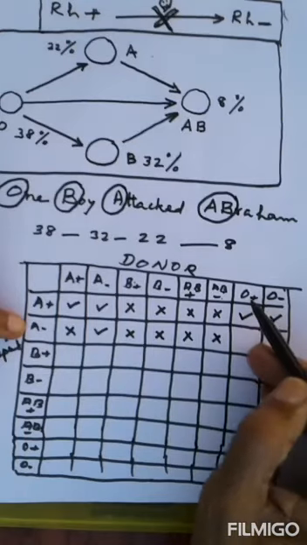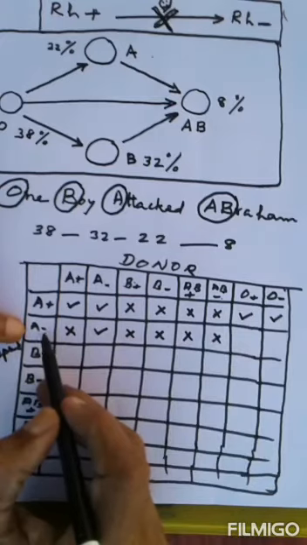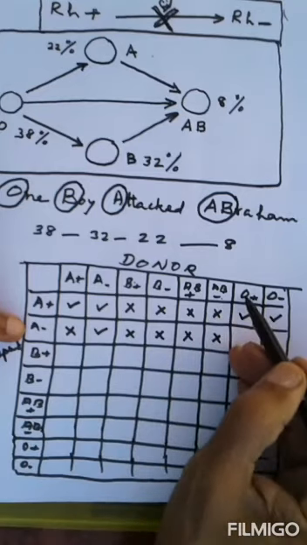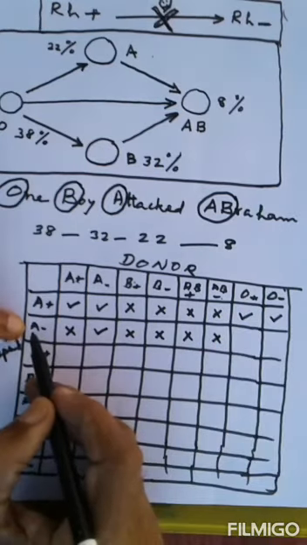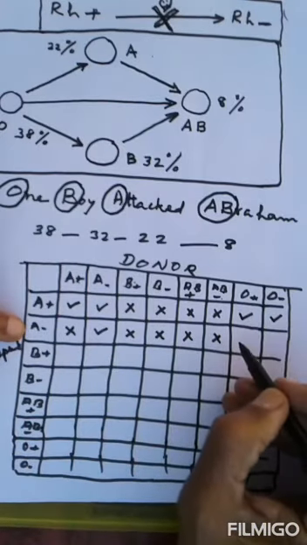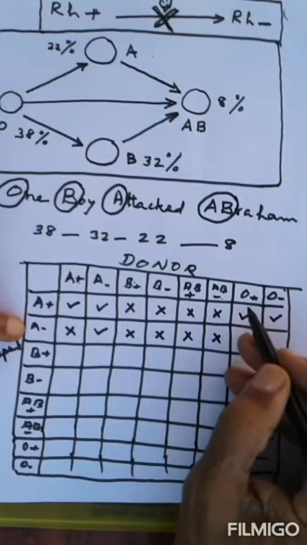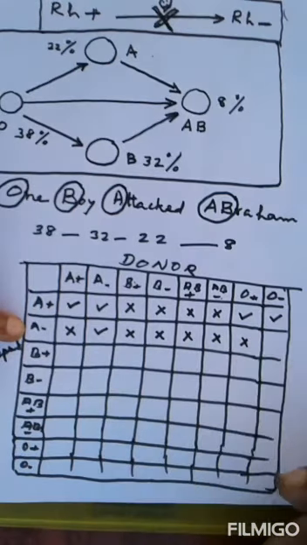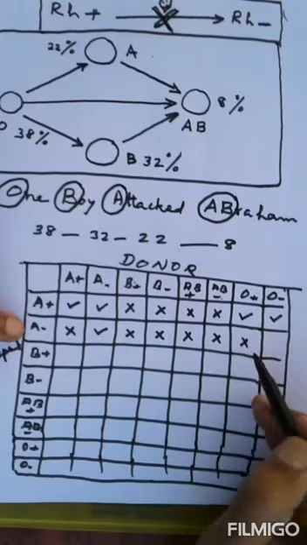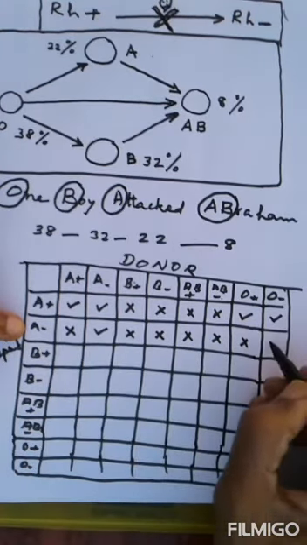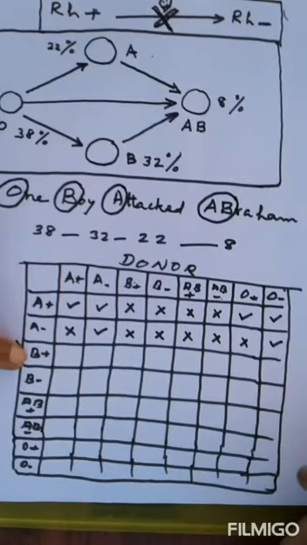But look here, the RH is plus, plus to minus. So plus to minus is not allowed. Even though O can supply to A, RH is not matching. So it should not be given. O positive blood to A negative blood should not be given. I will put a cross mark. Then O negative to A negative, that is possible. I will put a tick mark.